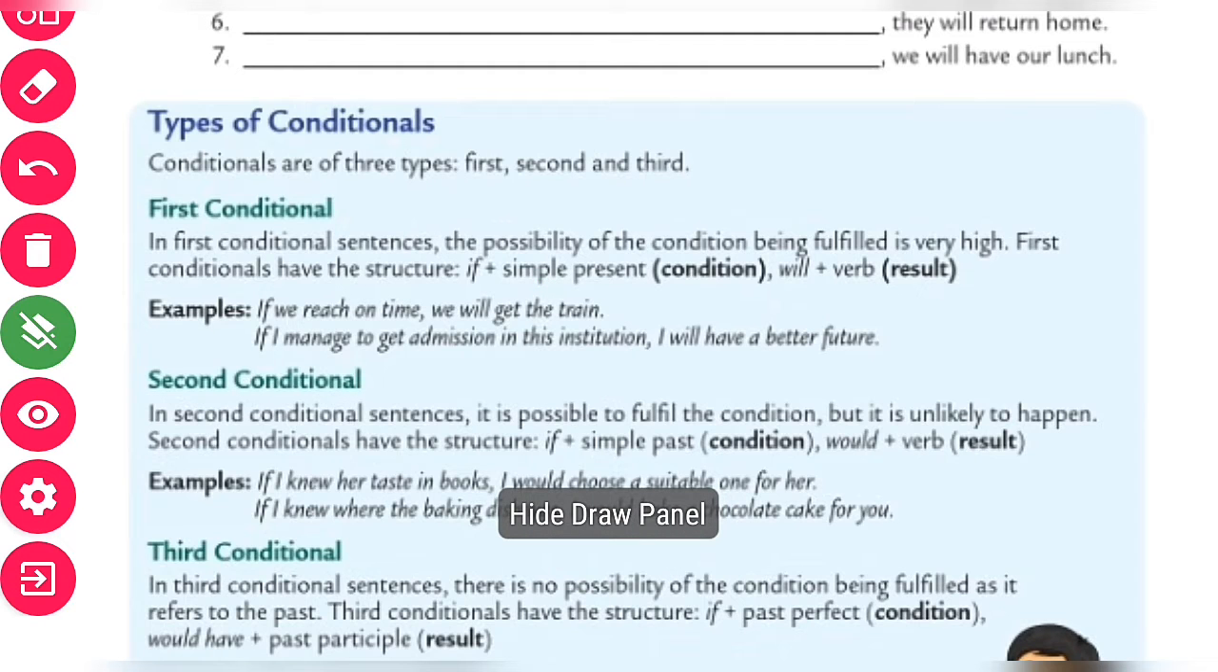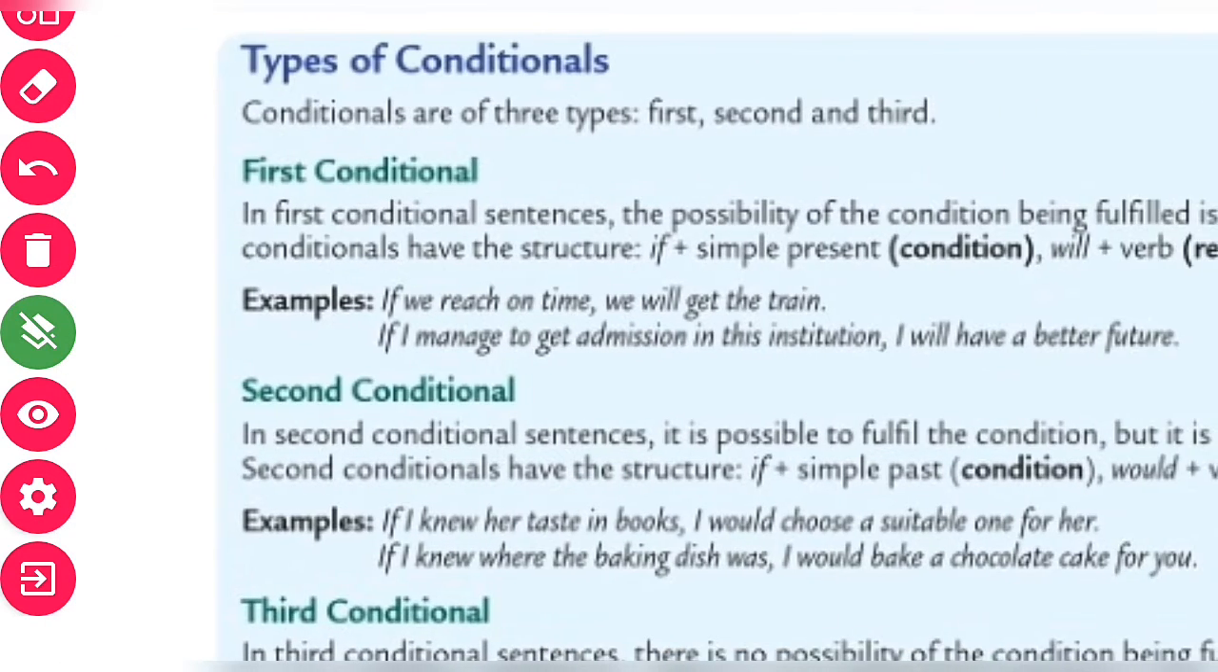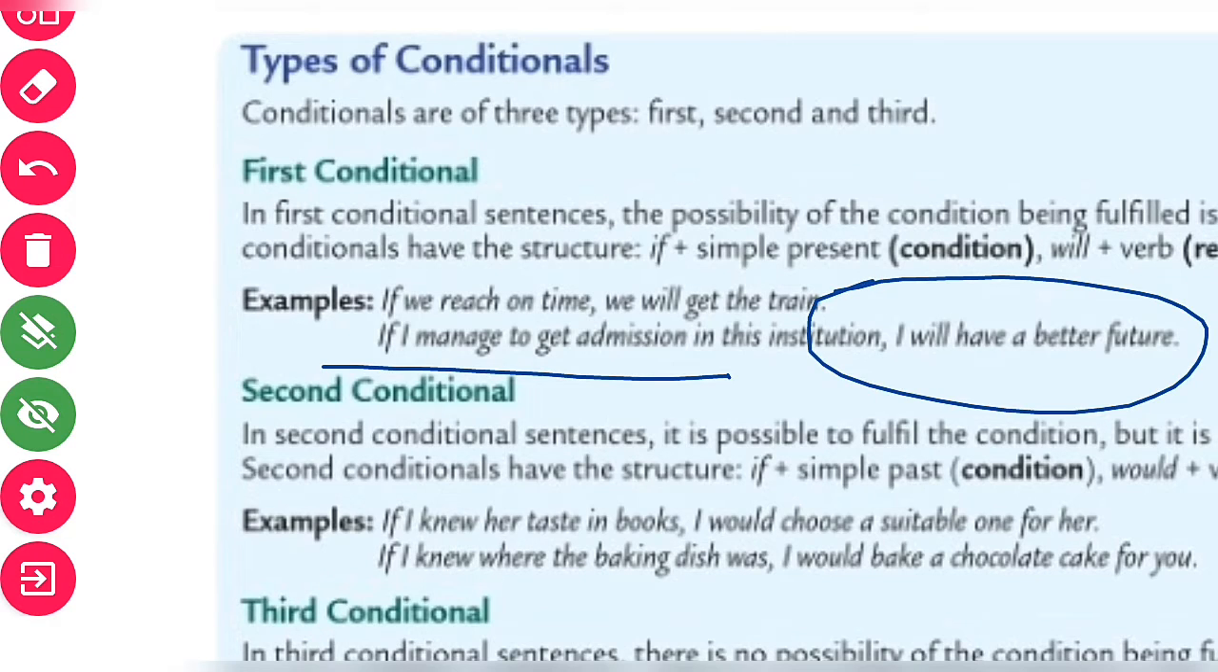We will see examples, on the basis of which you will understand more. If we reach on time, we will get the train. So after if there is simple present tense, and you can see will plus get, that is the simple future form. The structure is very easy here. If I manage to get admission, in this situation I will have a better future. So again, if plus simple present, then there is the condition, and then after that simple future.